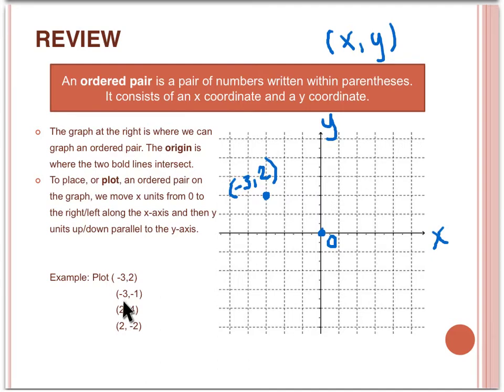The next is (-3, -1). Again, 3 is a negative number, so from O, we move 3 units to the left. 1 is a negative number, -1, so we move 1 unit down. This we can label (-3, -1).